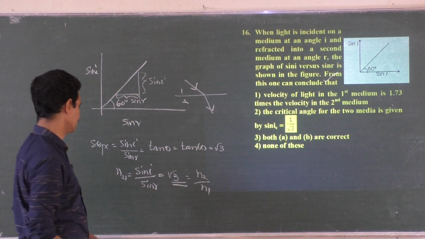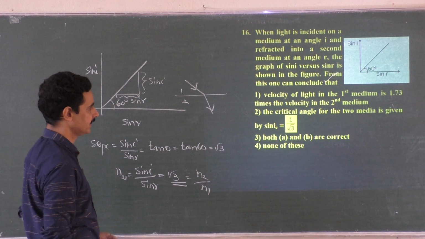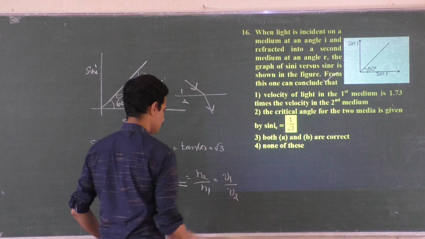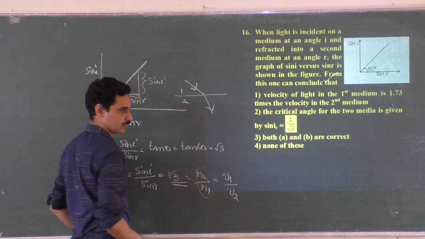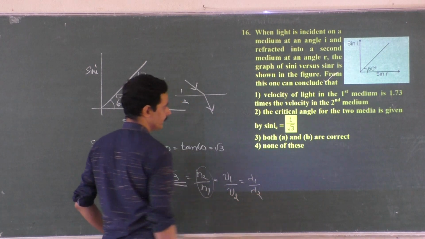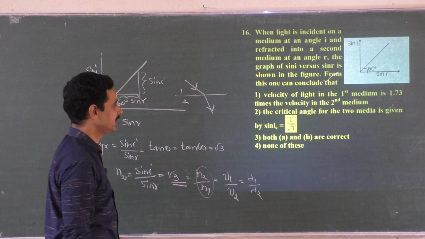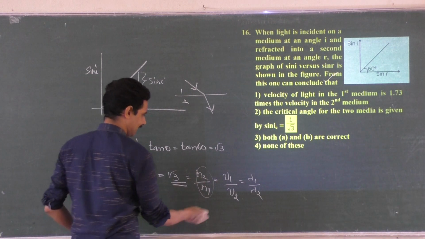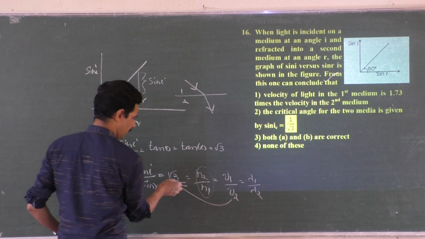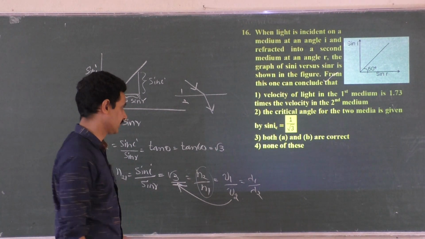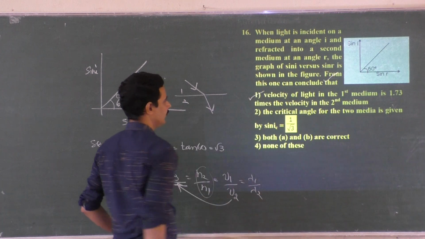So what you can conclude now is that this is also equal to the velocity of light in the first medium divided by the velocity of light in the second medium. This is the only formula which is inverted, right? Yes, v1 by v2, lambda 1 by lambda 2, all you know. The velocity of light in the first medium is 1.732 times the velocity of light in the second medium. Correct? What about the second one?